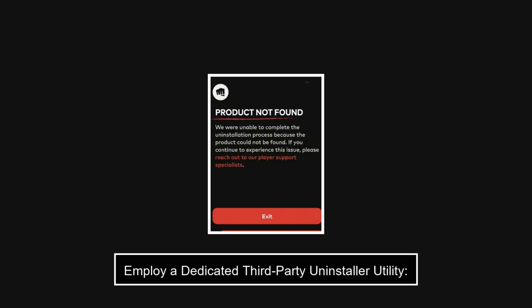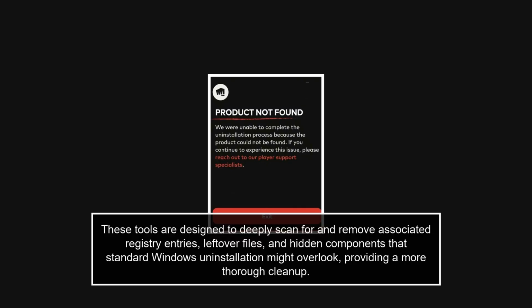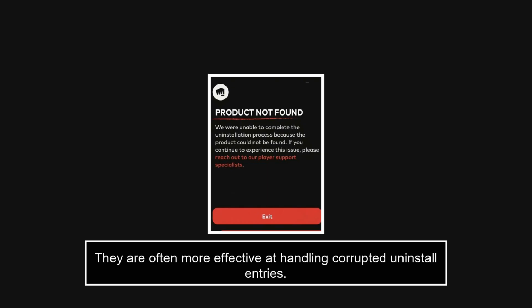Employ a dedicated third-party uninstaller utility. Consider using specialized third-party uninstallation software. These tools are designed to deeply scan for and remove associated registry entries, leftover files, and hidden components that standard Windows uninstallation might overlook, providing a more thorough cleanup. They are often more effective at handling corrupted uninstall entries.